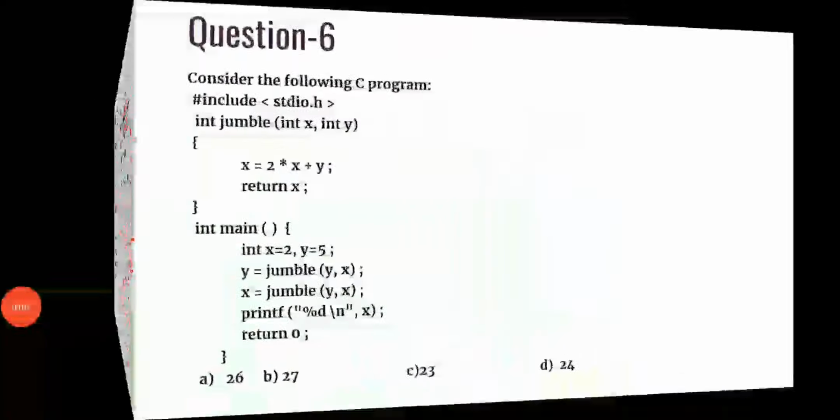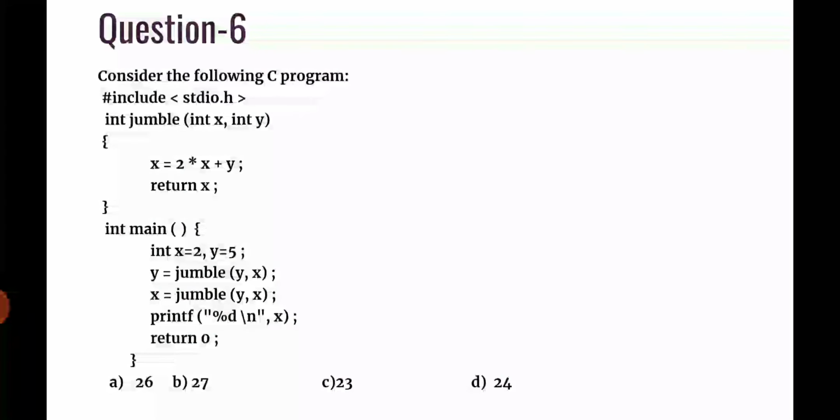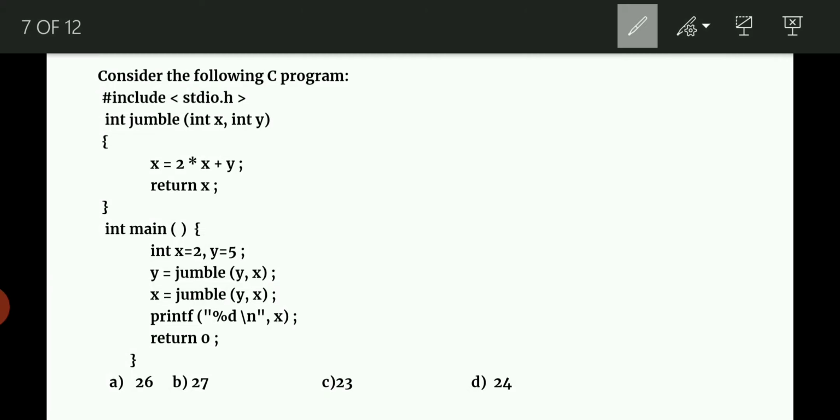Let us move on to question number 6. In question number 6, we have a function called jumble with formal arguments x and y, and it simply calculates x = 2 * x + y and returns the value of x. Let us see what will happen when this function is called. In main we have two variables, x equal to 2 and y equal to 5, and it calls jumble of y comma x. So it will call with 5 comma 2, which comes to this function.